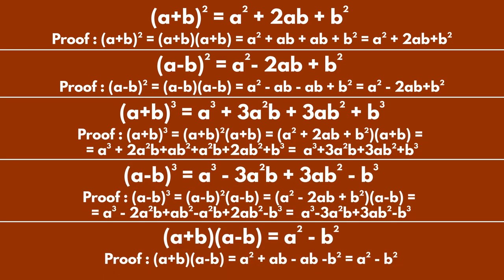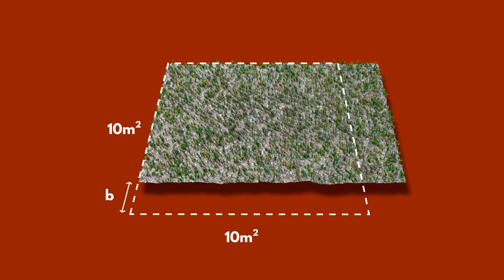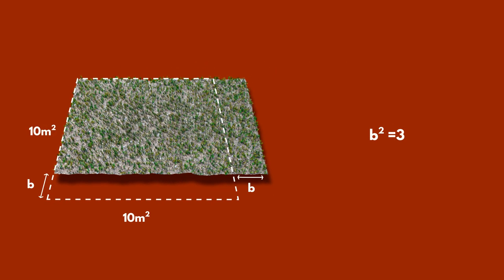Are they any good? It is time we put them into use with some examples. On a 10 square meter plot that has the shape of a square, one dimension is reduced by b, and at the same time the other dimension increases by b. What would its new surface be if? If its sides change, then the new plot will be a rectangular shape with dimensions a plus b and a minus b. So it will have an area of.